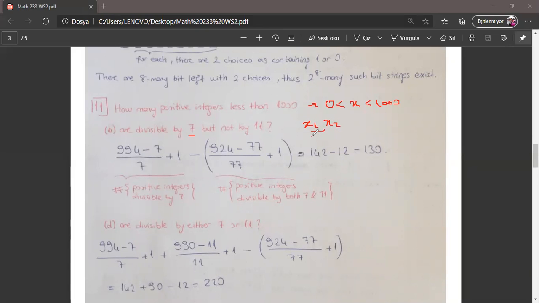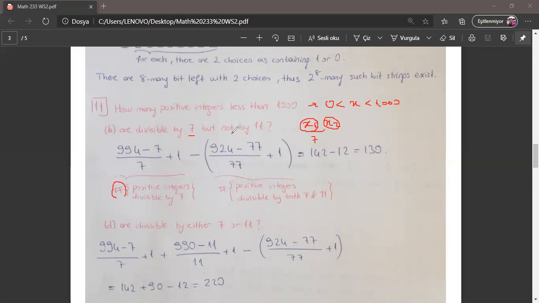There should be at least 7 between them for both of them to be divisible by 7. That's why you divide by 7, and you add 1. This gives the number of elements of this set, the positive integers divisible by 7. So this is the formula to find the number of elements between 0 and 1,000 which are divisible by 7.